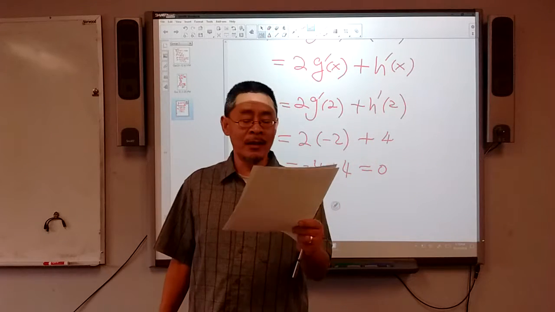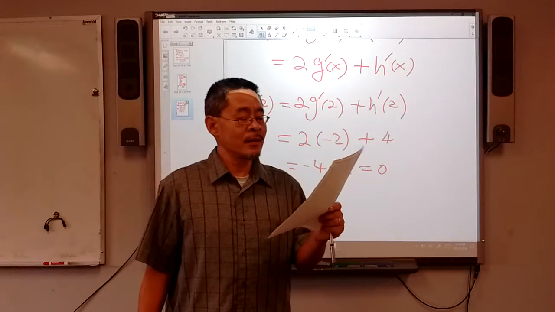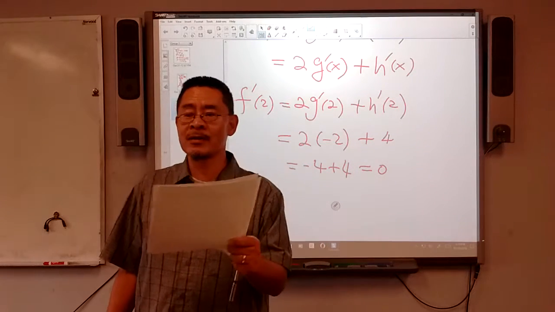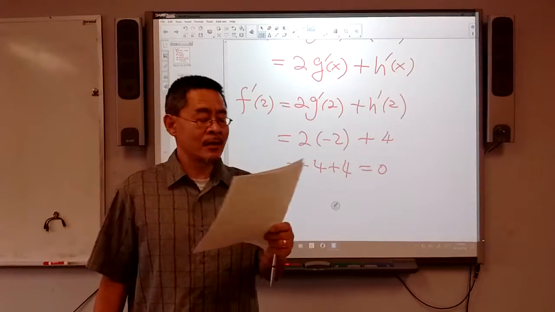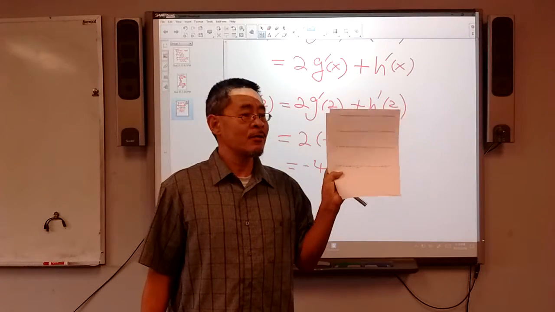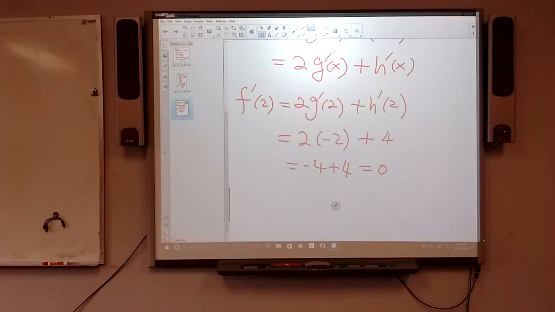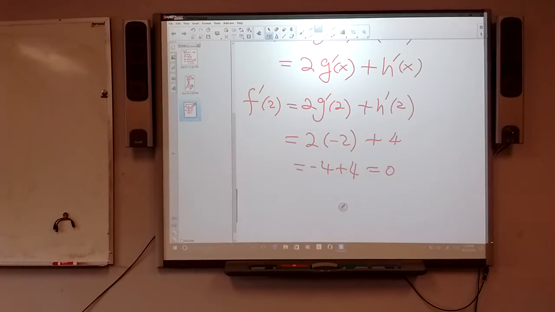And number 15 is the same. They're asking basically the same thing, except the function is different. For number 15, the rule we're going to use is the quotient rule. Okay, all right. So that's it. I want you guys to work on it.